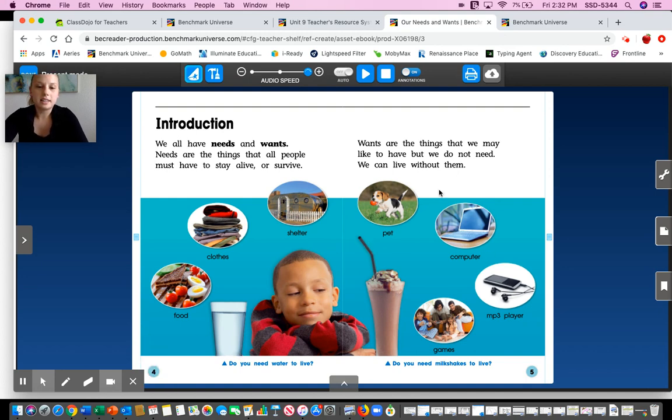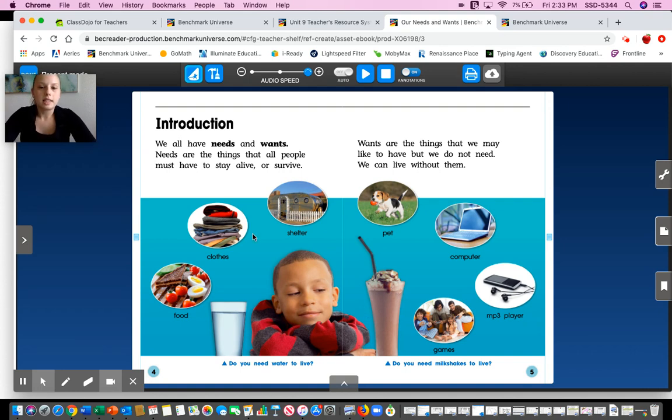Let's take a look at the illustration. I see a boy and I see a glass of water and a milkshake. One of them is something you need, and one of them is something you want. Which one is the one you need? You need the water. Which one is something you want? The milkshake, right? You need water to survive, to stay alive. You want the milkshake, but you can live without it, right?